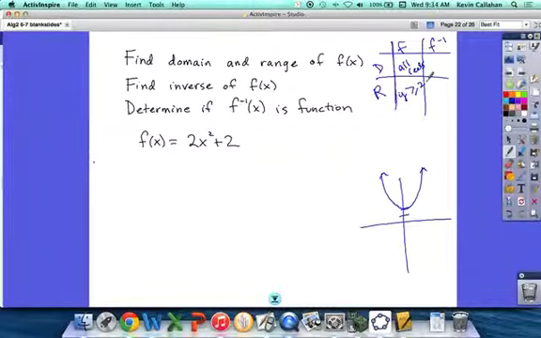Okay, so now what will be the domain of the inverse? X greater than or equal to 2. And what will be the range of the inverse? All real numbers.